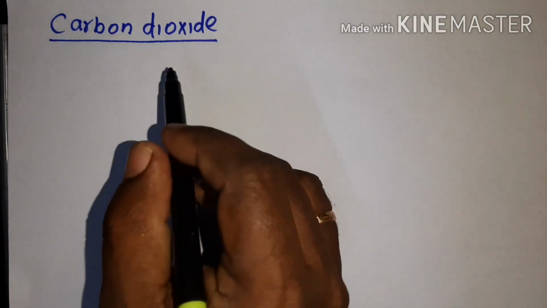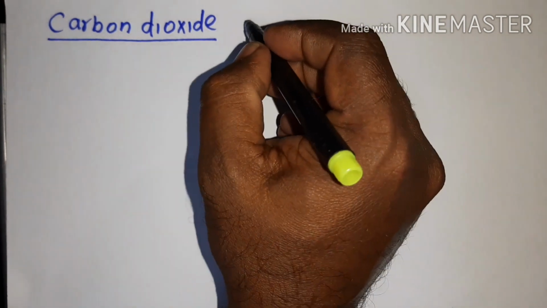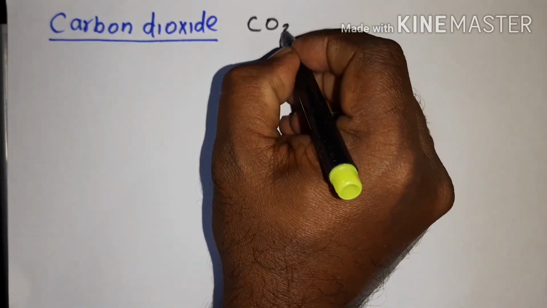This video is about p block elements, carbon compounds, that is carbon dioxide. Here you will learn about production, properties, structure, and uses of carbon dioxide. Our topic is carbon dioxide. The formula of carbon dioxide is CO2.